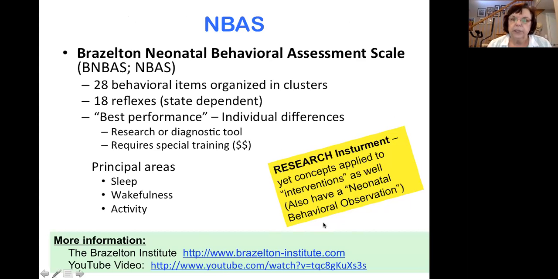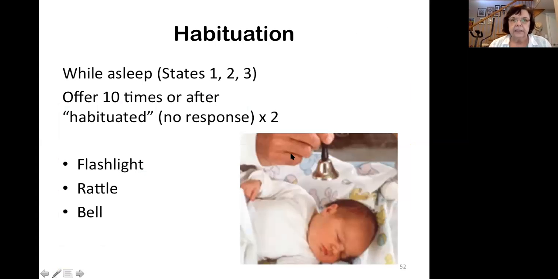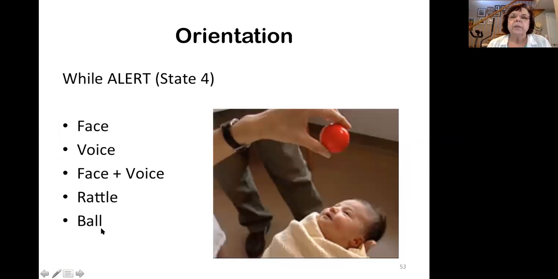Research instrument, but we used it and applied it more as a neonatal behavioral observation. I'll share that. We looked at infant states: deep sleep, light sleep, drowsy, quiet alert, which is the best time you can interact. We did things like habituation. How does the baby close down to being presented with 10 stimuli of this bell?